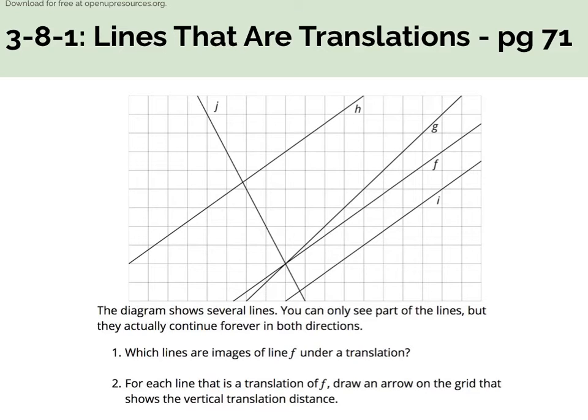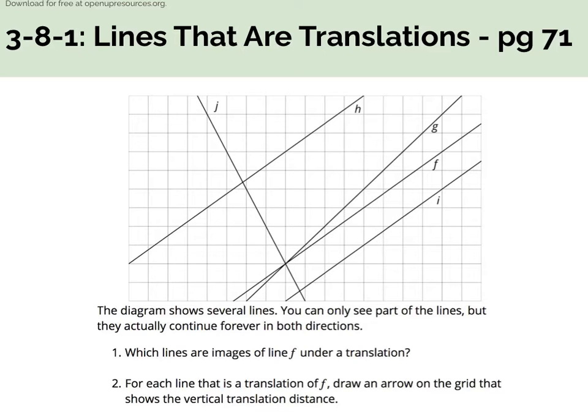All right, let's answer number 1. Which lines are images of line F under a translation? So we are looking at line F. That is this one right here. Which ones can I slide up or down to make the same? So I can be slid downward, and then up to F, we can slide it upward. Let's figure that out. How much can we slide up and down?